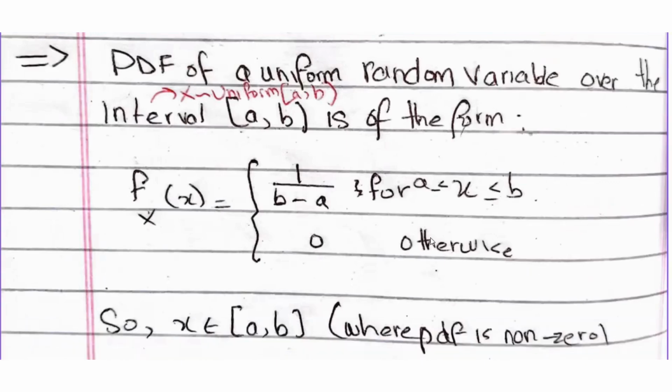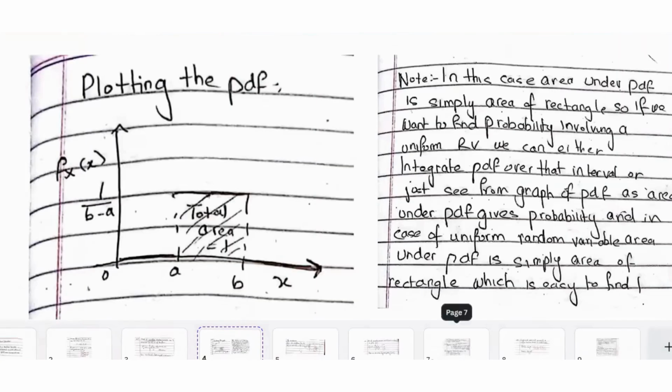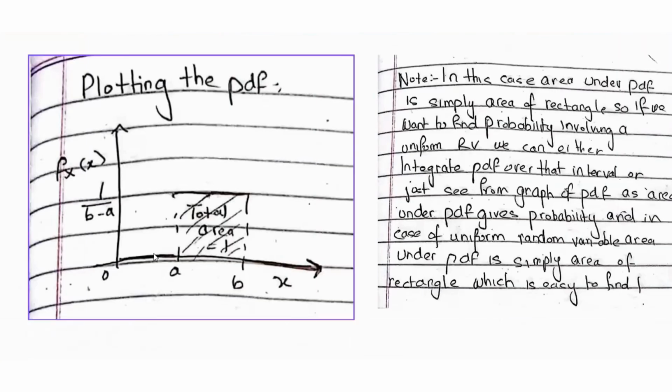Now, the PDF of a uniform random variable X with parameters a, b is of the form 1/(b − a) for x greater than or equal to a and less than or equal to b, and 0 otherwise. And we know a continuous random variable takes on values where its PDF is non-zero. So in this case, the uniform random variable takes on values a to b. Now, if we plot the PDF of a uniform random variable, for x between a and b the PDF is 1/(b − a), and otherwise it is 0.